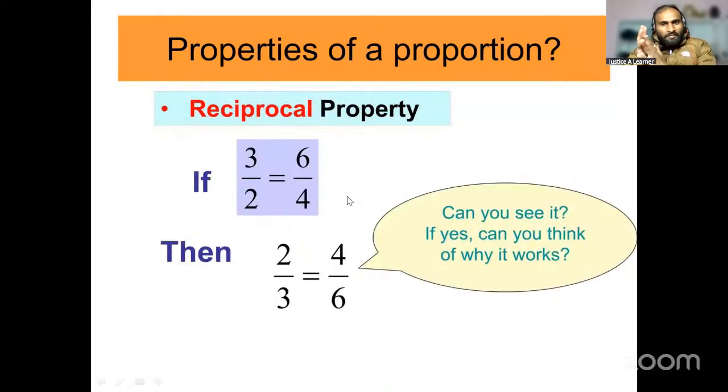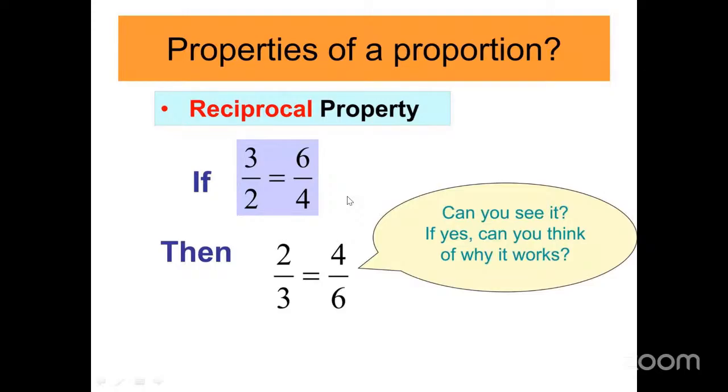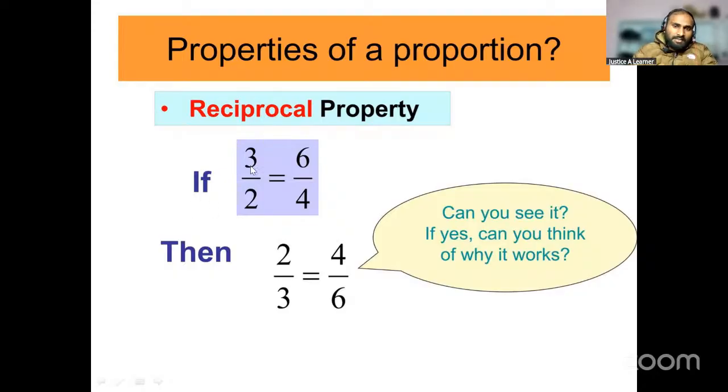Reciprocal property. Do you know what a reciprocal is? Firstly, read this. If 3 over 2 is equivalent to 6 quarters, then 2 over 3 equals 4 quarters. Can you see it? If yes, can you think of why it works? The reciprocal of a number is just the opposite of the number which is given. So 3 upon 2 will be flipped and it would be 2 upon 3.